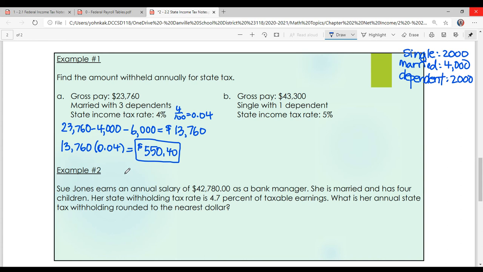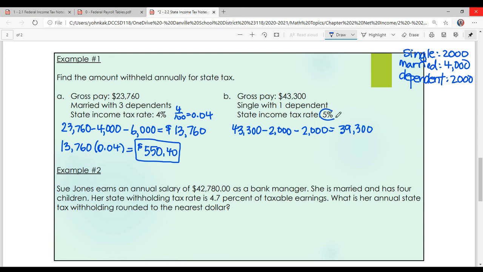All right, let's try B. Gross pay is $43,300. Single with 1 dependent, state income tax is 5%. So I'm going to take my gross pay, $43,300. I'm single, so I get to subtract $2,000. I have 1 dependent, so I get to subtract $2,000. So that's going to give me $39,300. That's my taxable wages. That's how much money my state can tax me on.